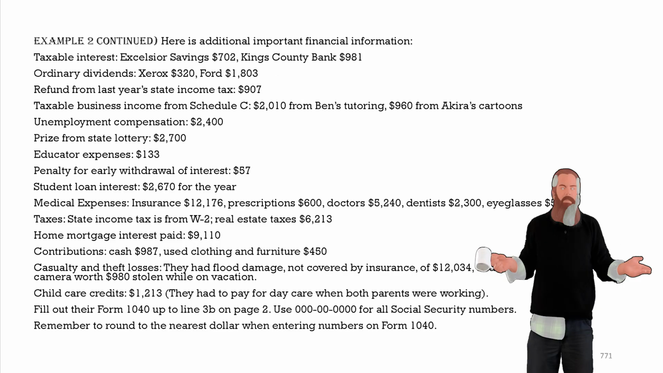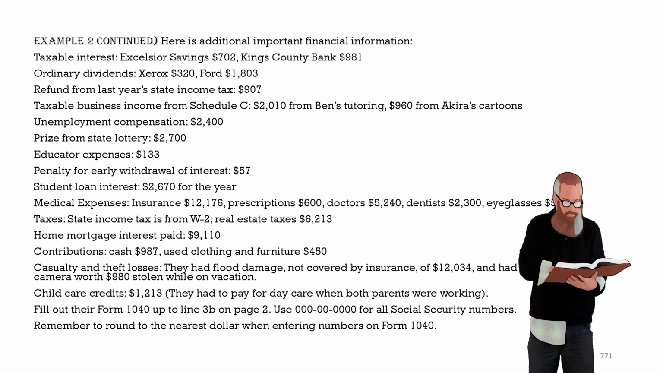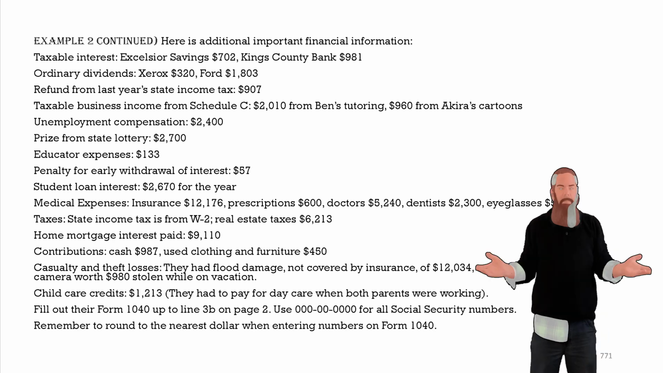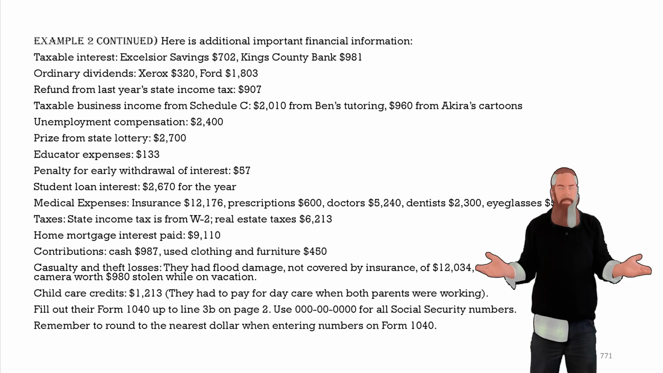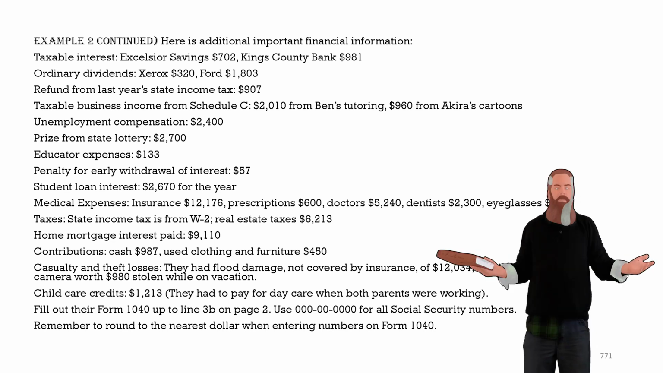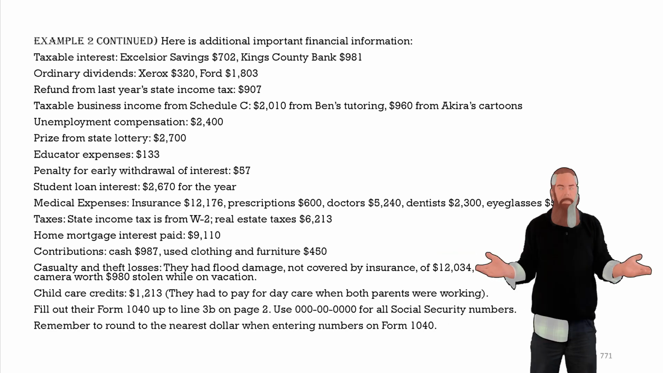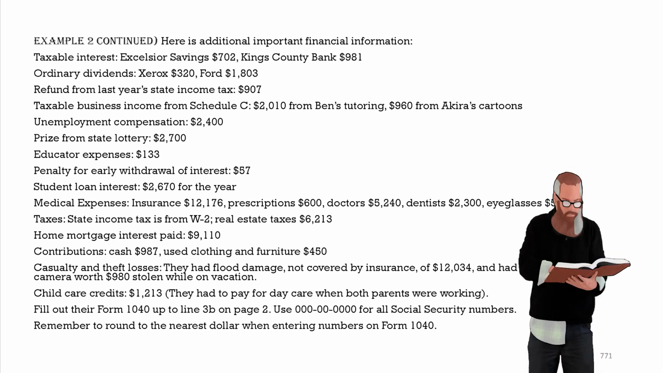Here is additional important information. Taxable interest, Excelsior Savings, $702. King County Bank, $981. Ordinary dividends from Xerox, $320. Ford, $1,803. Refund from last year's state income tax, $907. Taxable business income from Schedule C, $2,010 from Ben's tutoring, $960 from Akira's cartoon. Unemployment compensation, $2,700. Education expenses, $133. Penalty for early withdrawal of interest, $57. Student loan interest, $2,670 for the year.